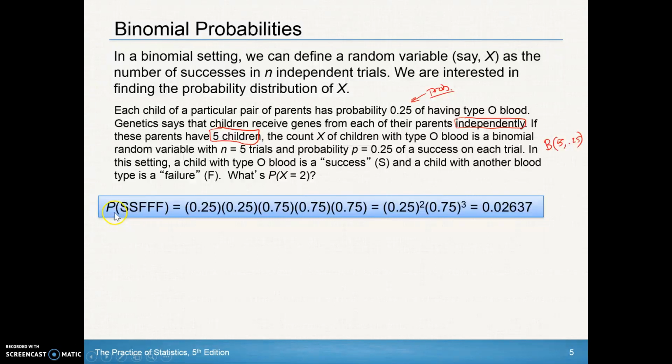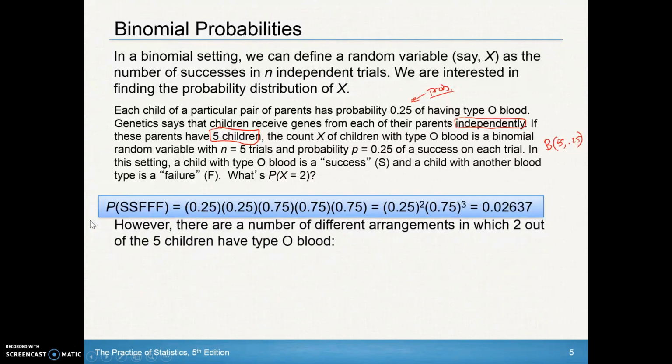Well, here's one way that could happen. My first 2 kids could have type O blood, and the next 3 don't. So the probability they have type O blood is 0.25. This one is 0.25. And each of these other 3 don't have type O blood, so their probability is 0.75. Shortened up, this is 0.25 squared times 0.75 cubed, because there's 2 kids with O blood and 3 kids without O blood. And because they're independent, we can multiply these all, and there's that probability for this specific event.